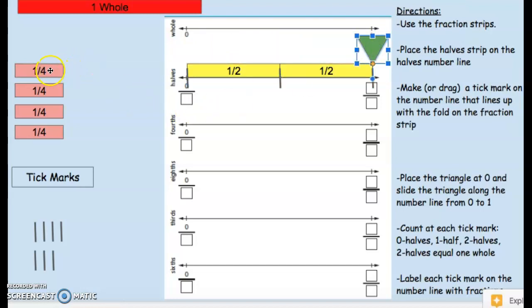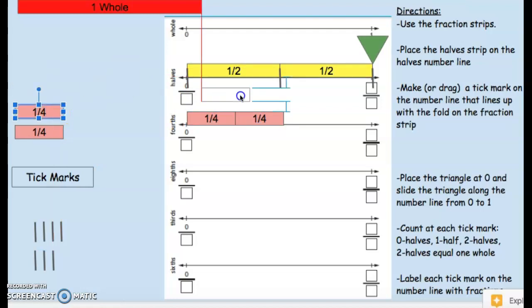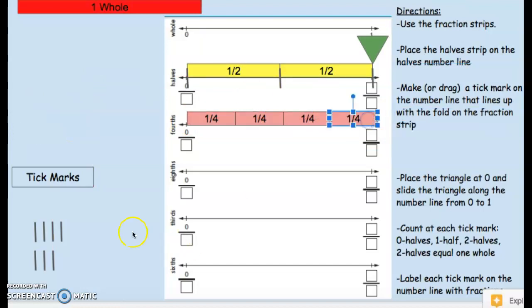Let's try this with fourths. On the fourths number line, use your fourths fraction bars end to end to fill up your number line. After you have moved your fraction bars, please add the tick marks using your pencil where each of the fraction bars end.